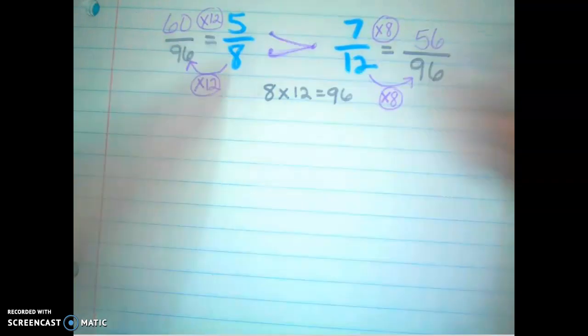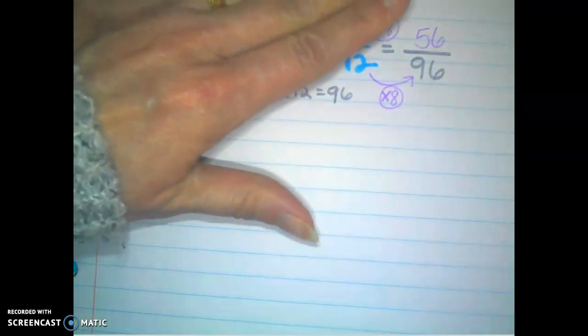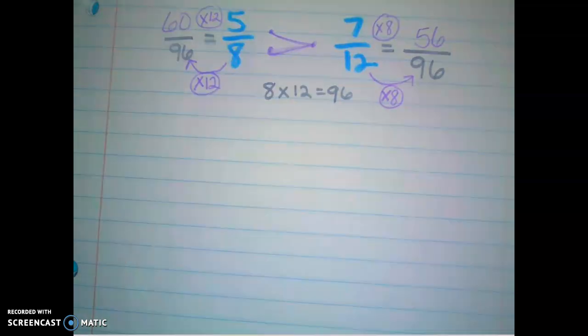Remember the symbol that looks like the L that's been leaned on? L for left, L for less than. Okay? 5/8 is greater than 7/12.